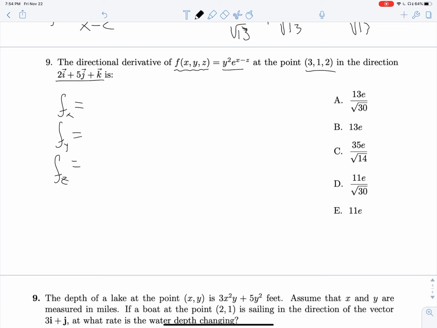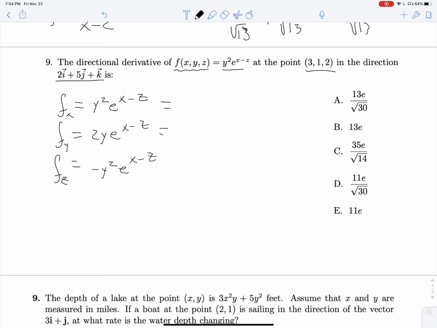So fx, well, e to the x, we treat everything else as a constant. This will just be y squared e to the x minus z. Fy will be 2y e to the x minus z. And fz will be negative y squared e to the x minus z.